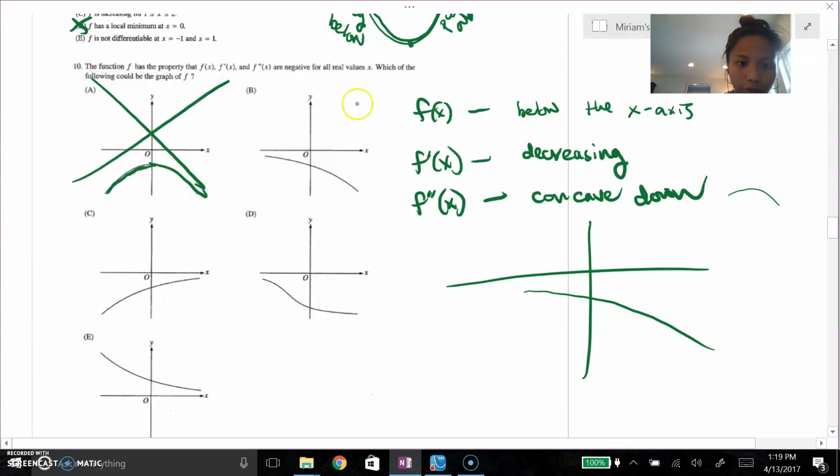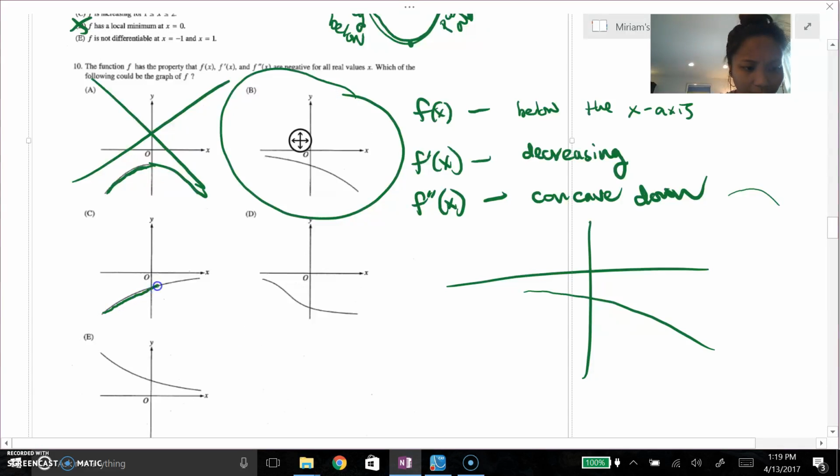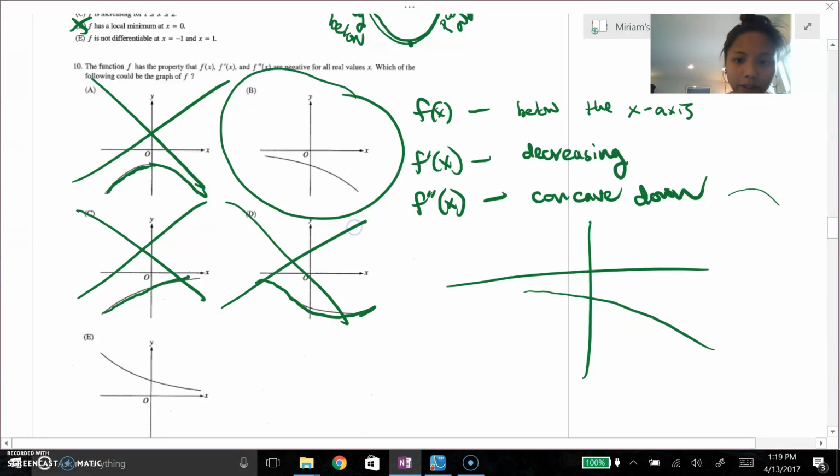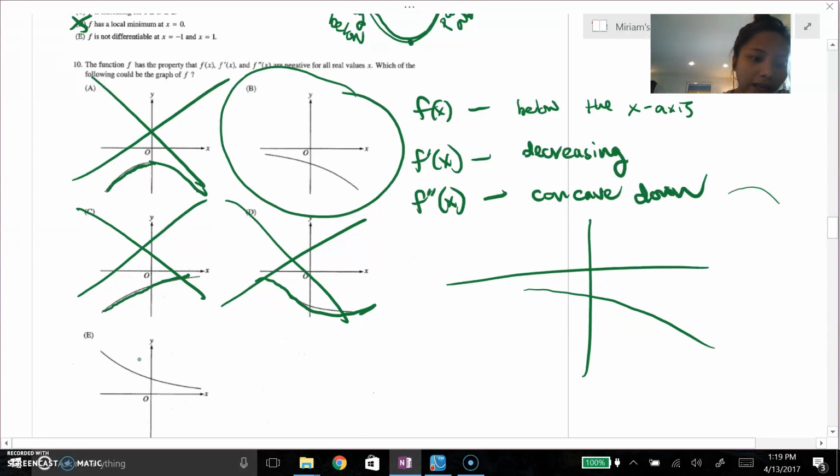B is very close to what we want. C, the problem is it's increasing. It's going up. We don't want an increasing graph. D, the problem is first it's concave down, then it's concave up. We don't like that. We just want something that's concave down forever. This one, the problem is we want f of x below the x-axis. This is above. Okay, so the answer is B.